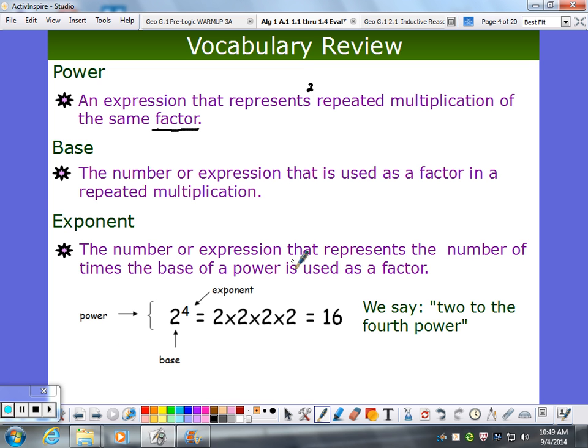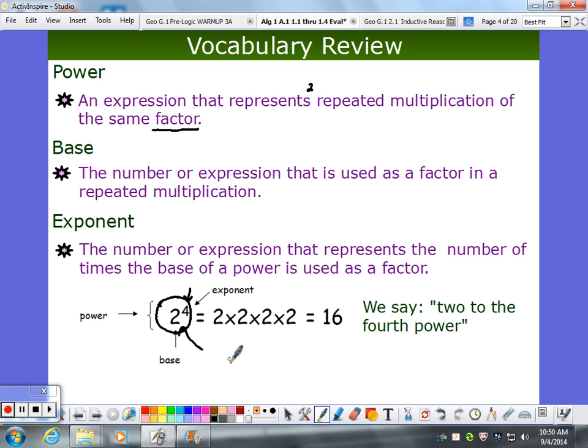So here we go. This whole thing, that's a power. This number is the base. It's the 2. It's the factor. And the exponent is how many factors we have. We have 4 of them: 2 times 2 times 2 times 2. Now what do we never, ever do when we're trying to evaluate a power? We never, ever multiply the base times the exponent.